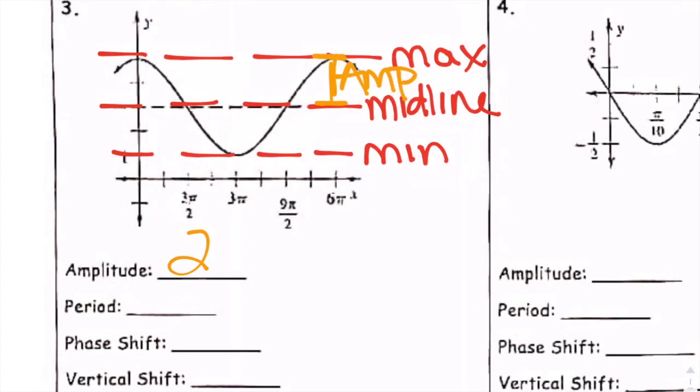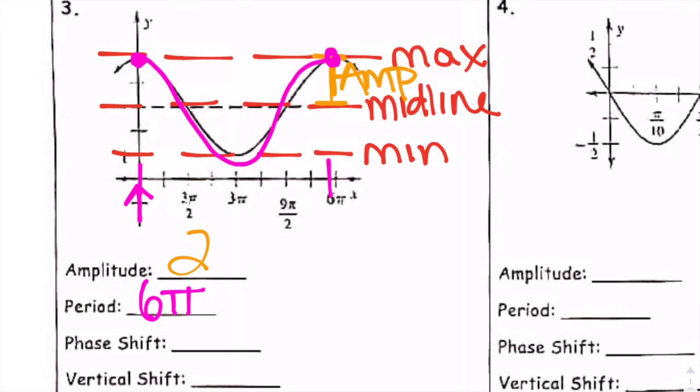And then our period, looking at the y-axis here, we want to look for a point on the minimum, midline, or maximum, and we have one on the maximum. So that's where we start. Follow along, hit a minimum, and go back to where we started. And so that took us from 0 here to 6 pi, so our period is 6 pi.